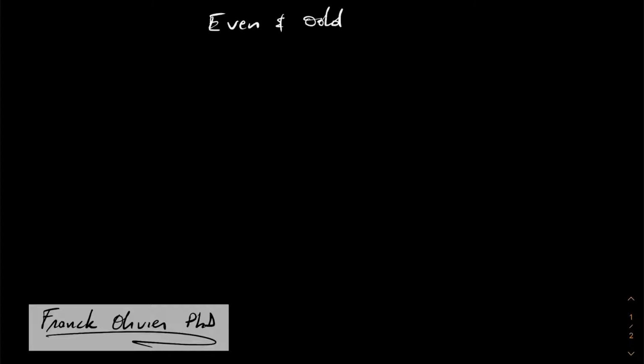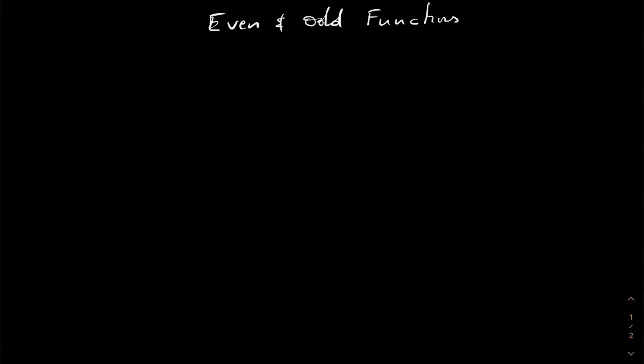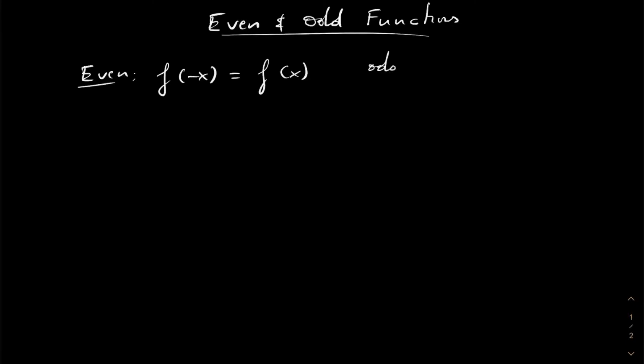Today we are going to be covering even and odd functions. Formally, a function is said to be even if you can show that f of negative x equals f of x. Basically saying that any input x and its opposite have the same value of y. And a function is said to be odd if f of negative x equals negative f of x, which is basically to say that every opposite x input has opposite y output.